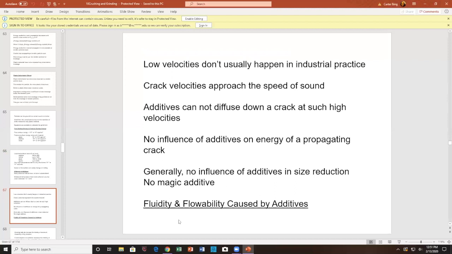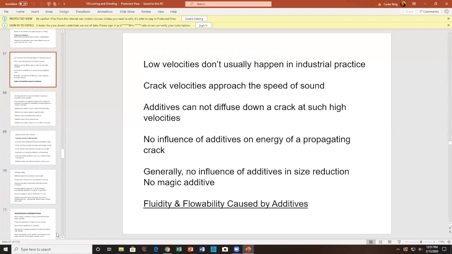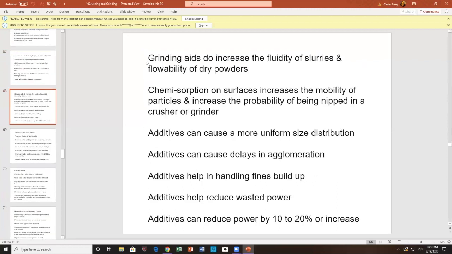There are no magical additives in size reduction. Fluidity and flowability caused by additives, now this may be a different story here. Grinding aids do increase fluidity of the slurries and flowability of dry powders. Chemical absorption on surfaces increases the mobility of particles and increases the probability of being nipped. Additives can cause a more uniform size distribution.